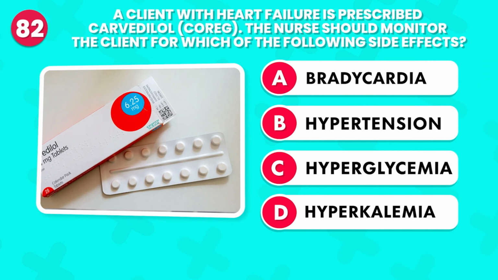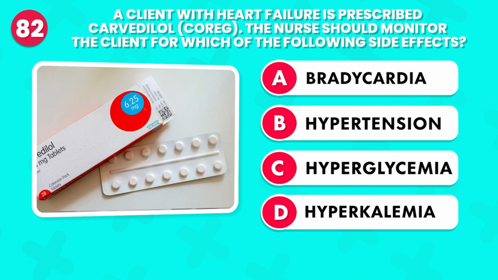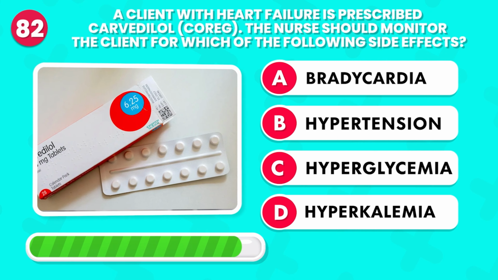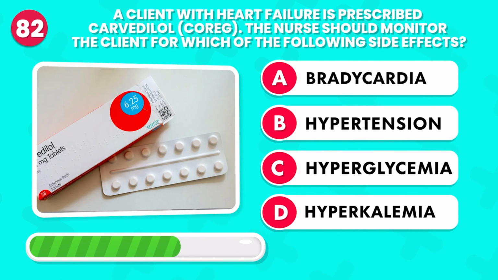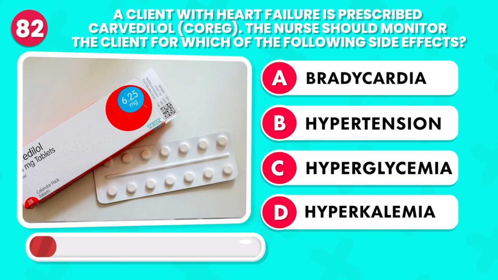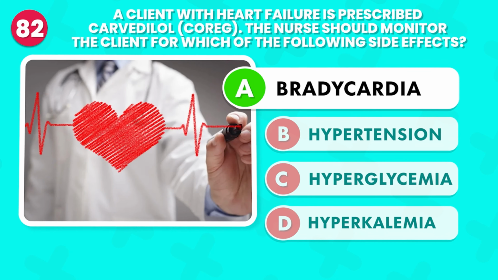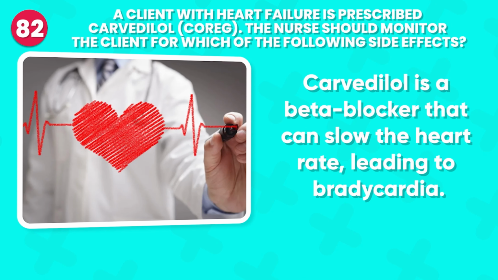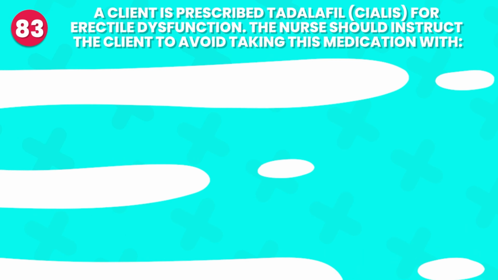A client with heart failure is prescribed carvedilol, Coreg. The nurse should monitor the client for which of the following side effects? A. Bradycardia. B. Hypertension. C. Hyperglycemia. D. Hyperkalemia. It's A. Bradycardia. Carvedilol is a beta blocker that can slow the heart rate, leading to bradycardia.